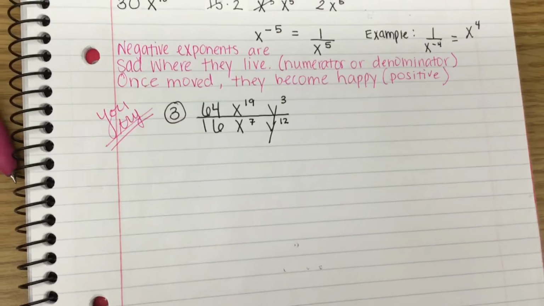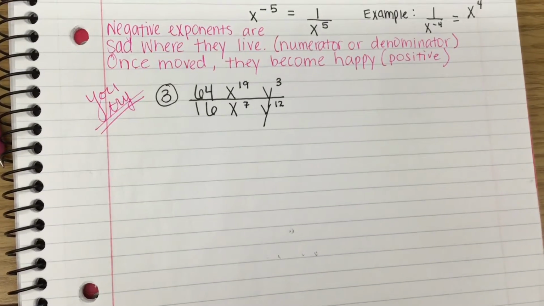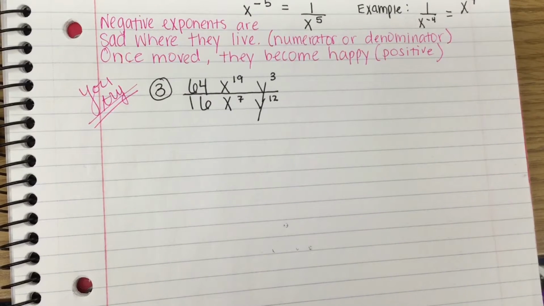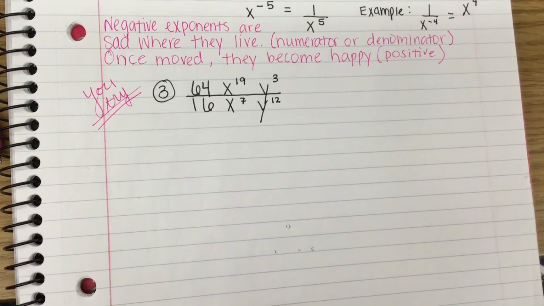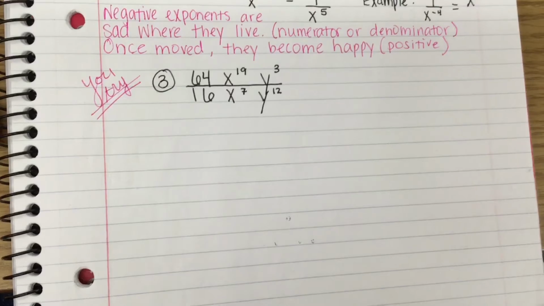So here is one to try. Notice how you have numbers, x's, and y's. Remember, when you subtract those exponents, you want to put the answer where the bigger exponent used to live. Go ahead and pause the video here, try this, and come back when you're finished.